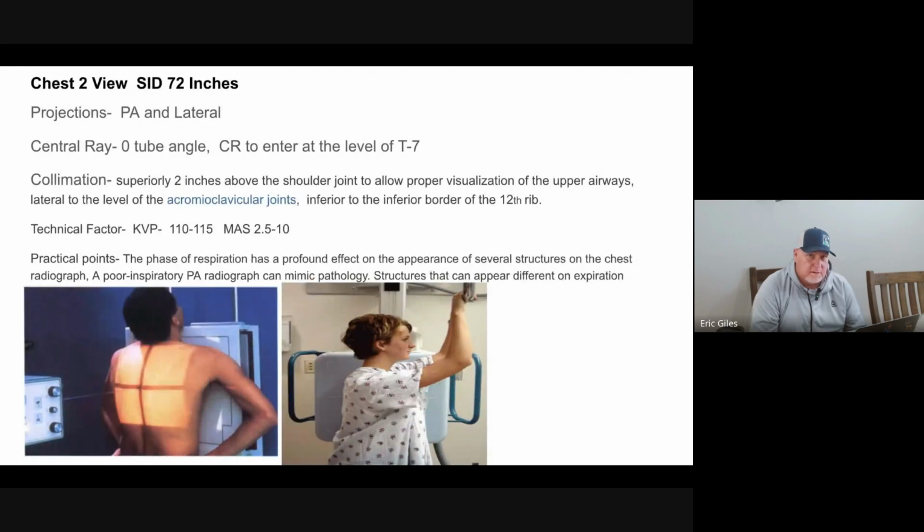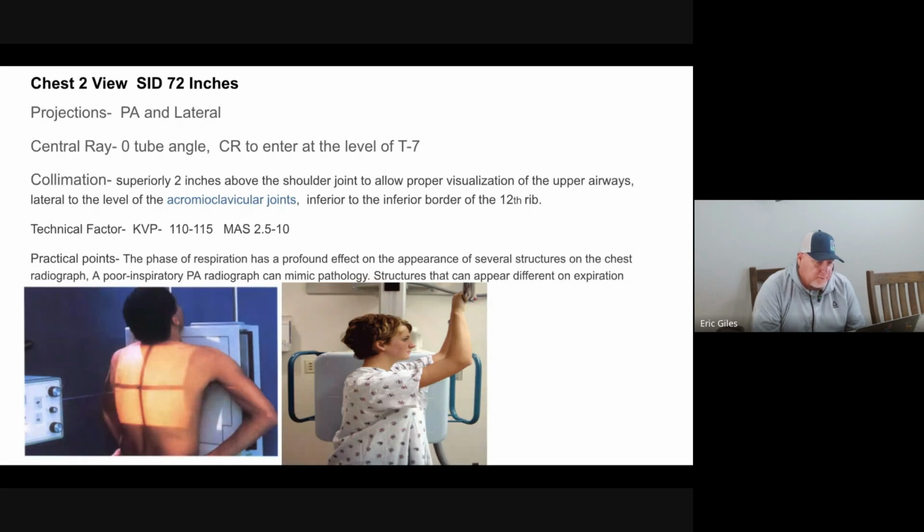Most of the time, you're going to be opened up pretty good collimation wise, unless you're shooting a child, in which case you do want to collimate to the size of the lungs. We just need to make sure that we get the entire lung field in both of our pictures, both the lateral and the PA. Okay.